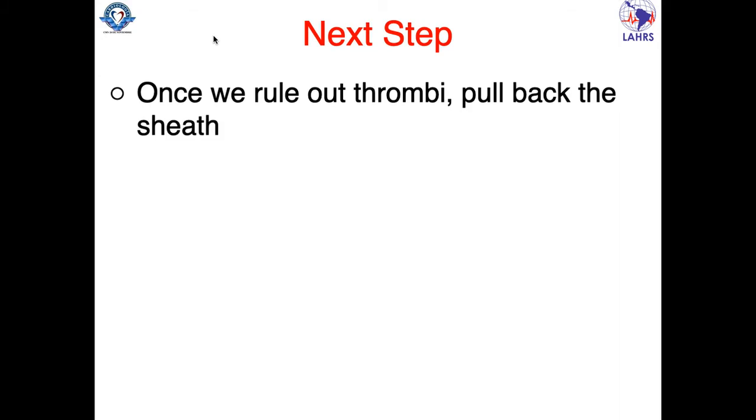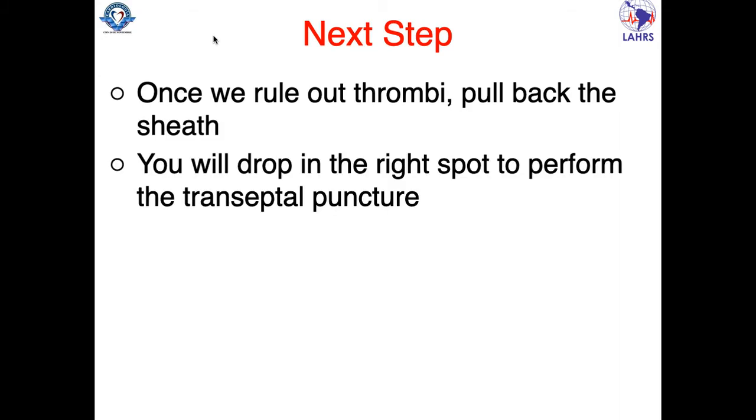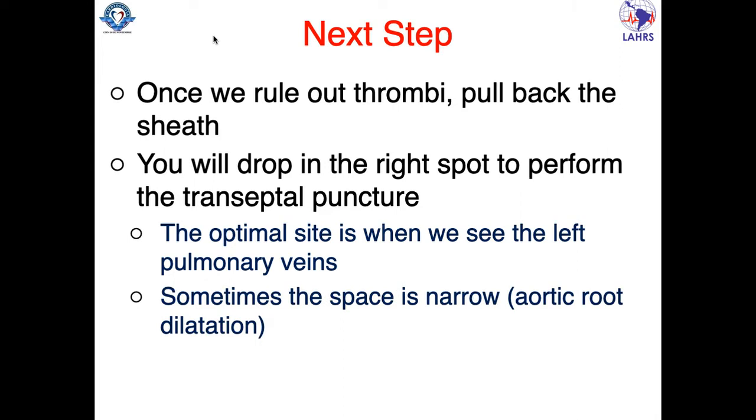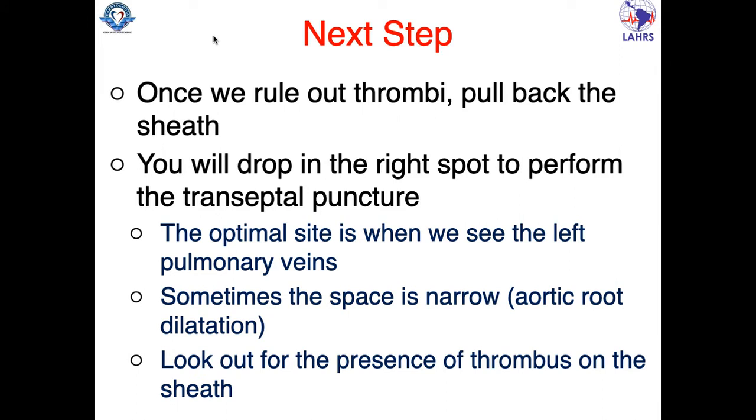So the next step, once we rule out the thrombi, is to pull back the sheath and drop into the right atrium. This spot is perfect to perform the transseptal puncture. The optimal site is when we see the left pulmonary veins across the septum. Sometimes this space is very narrow and it's very hard to perform the ablation. And it's very important that once we cross to the left atrium, we look out for the presence of thrombus on the sheath.